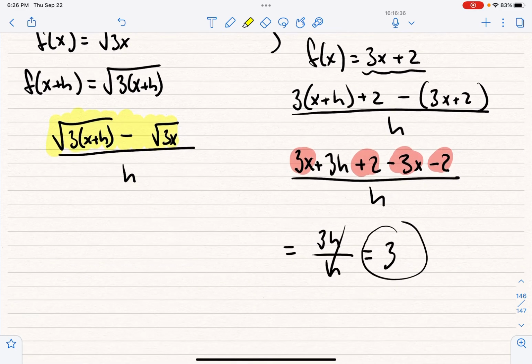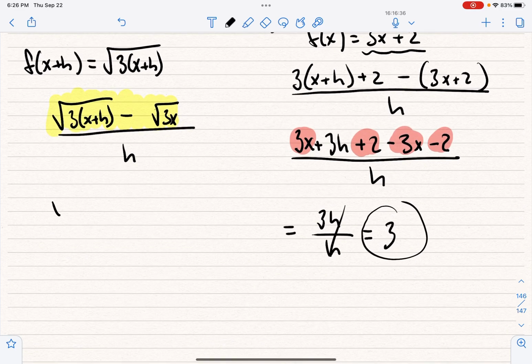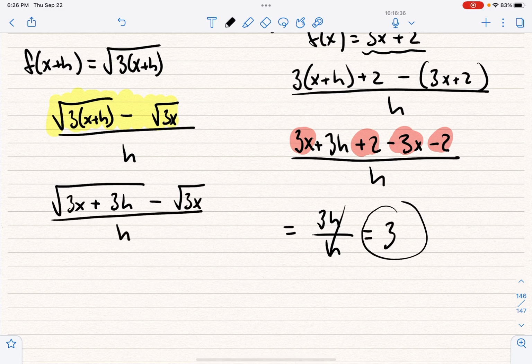So the only thing that you could still do, which doesn't really simplify it, is make this the square root of 3x plus 3h minus the square root of 3x all over h. And that's as simple as it goes. That's the end result that we got. I thought that Anna Lee put that in and it accepted that answer. So if it doesn't, then let me know.